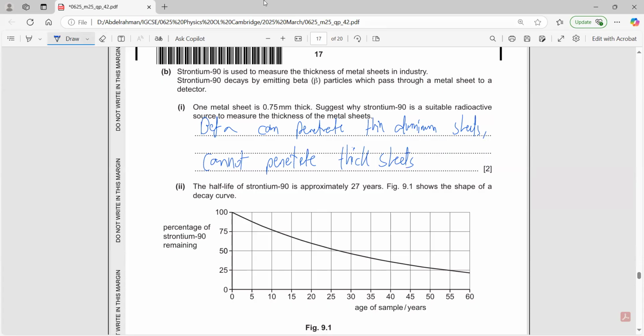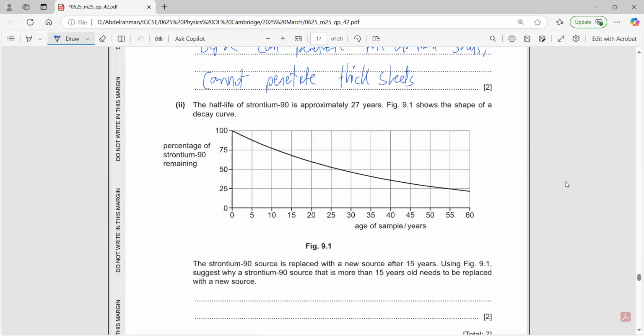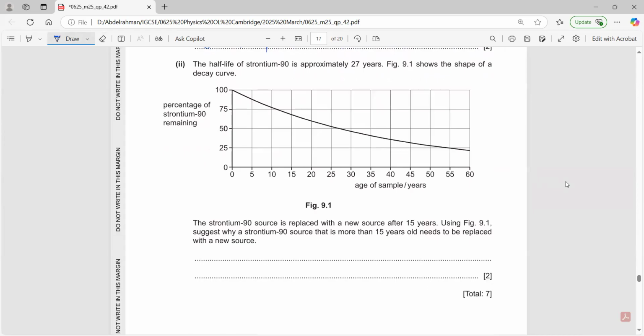The half-life of strontium 90 is approximately 27 years. Figure 9.1 shows the shape of the decay curve. This is the percentage. The strontium source is replaced with a new source after 15 years. Using figure 9.1, suggest why a strontium 90 source that is more than 15 years old needs to be replaced with a newer source. After 15 years, what happens to the total amount of decay? It decreases. It's less than 75%. So it's not as effective.